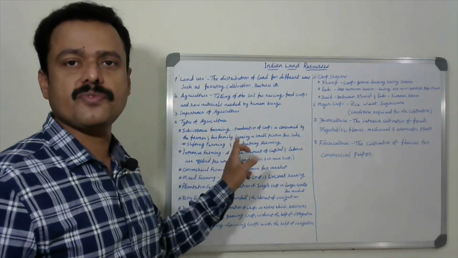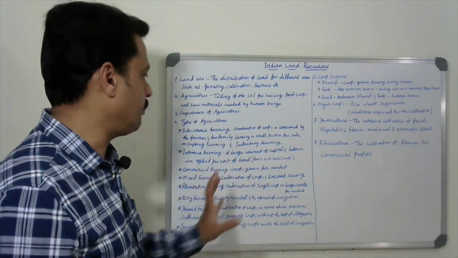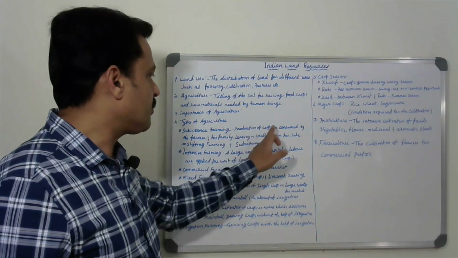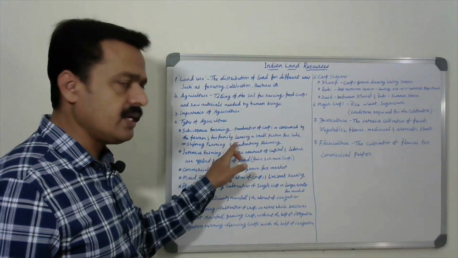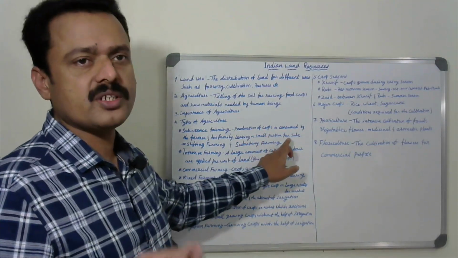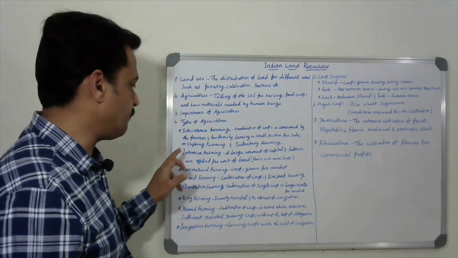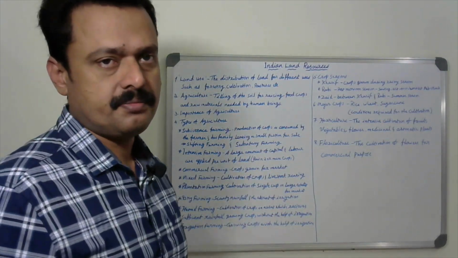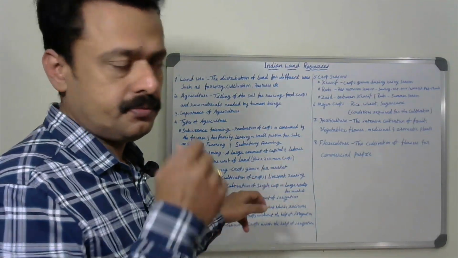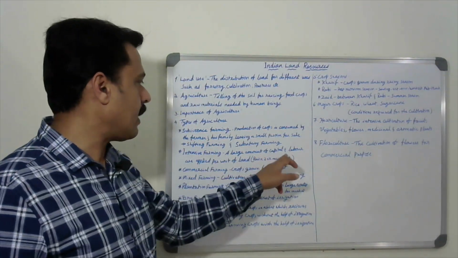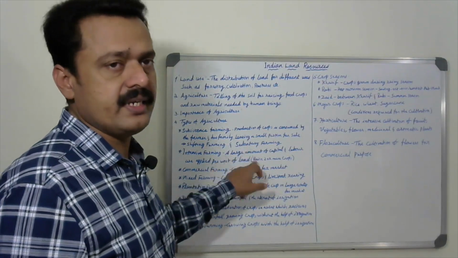What is subsistence farming? Important question. Production of crops consumed by the farmer and his family, leaving a small portion for sale, is called subsistence farming. Two types: shifting and sedentary. And intensive farming. What is intensive farming? A large amount of capital and labor applied per unit of land is called intensive farming.